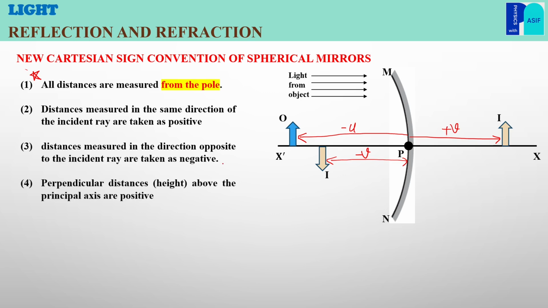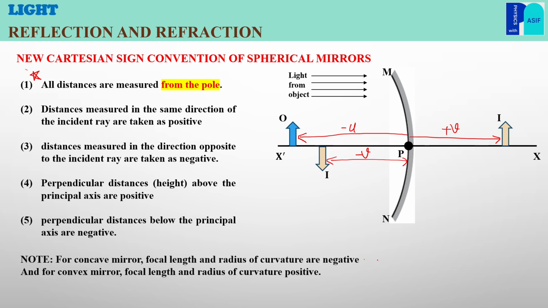The next one: perpendicular distances above the principal axis are taken as positive and perpendicular distances below the principal axis are negative. That means if you are measuring the height of the object, that is, measuring in the upward direction above the principal axis, it is taken as positive. And if the image is formed as a real and inverted one, you need to measure the height in the downward direction, that is below the principal axis, and it is taken as negative.